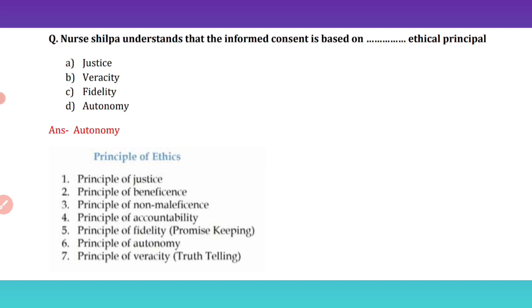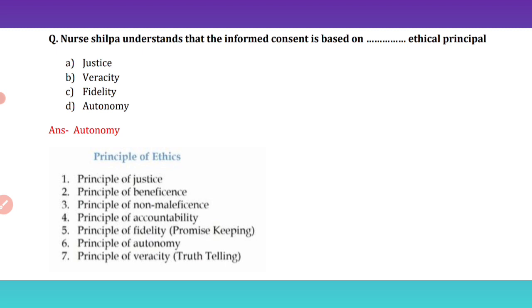That is called autonomy. Autonomy means freedom. If the patient is willing to be admitted for the treatment, we can give treatment to them. If they are not willing, we cannot compel them to take the treatment. Understand? So that is called autonomy. And the last one is veracity, telling the truth to the patient.